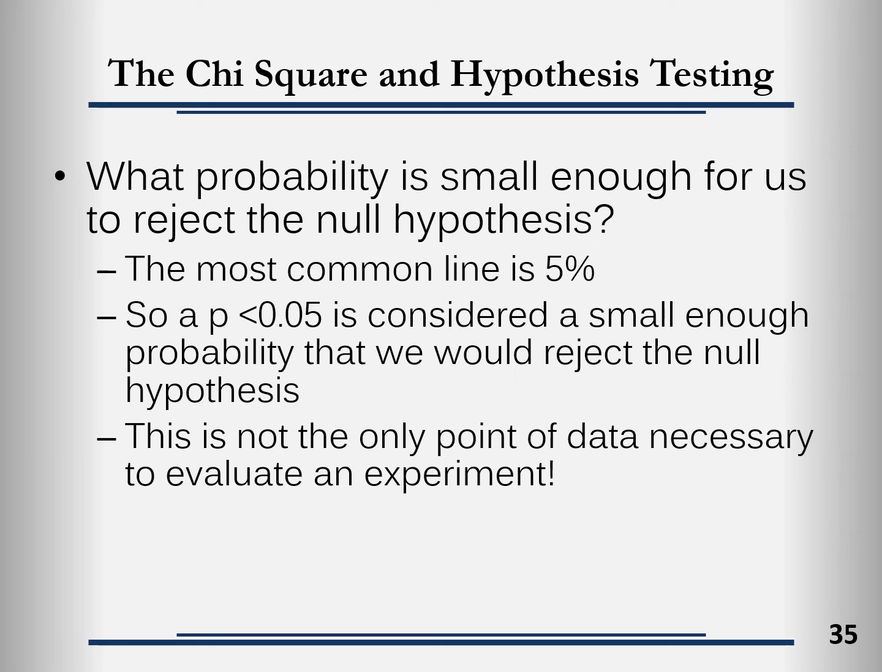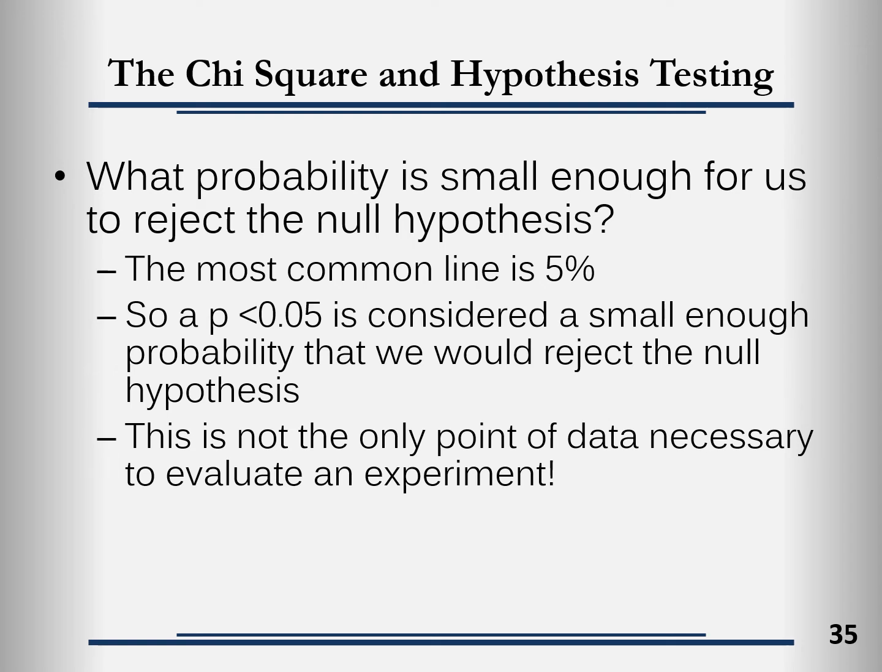So what's the threshold? Different disciplines have different thresholds, but for biology, the most common threshold is 5%. Now, we have decided as a scientific community that if your p-value is less than 0.05 or 5%, that is sufficiently small that we will reject the null hypothesis.